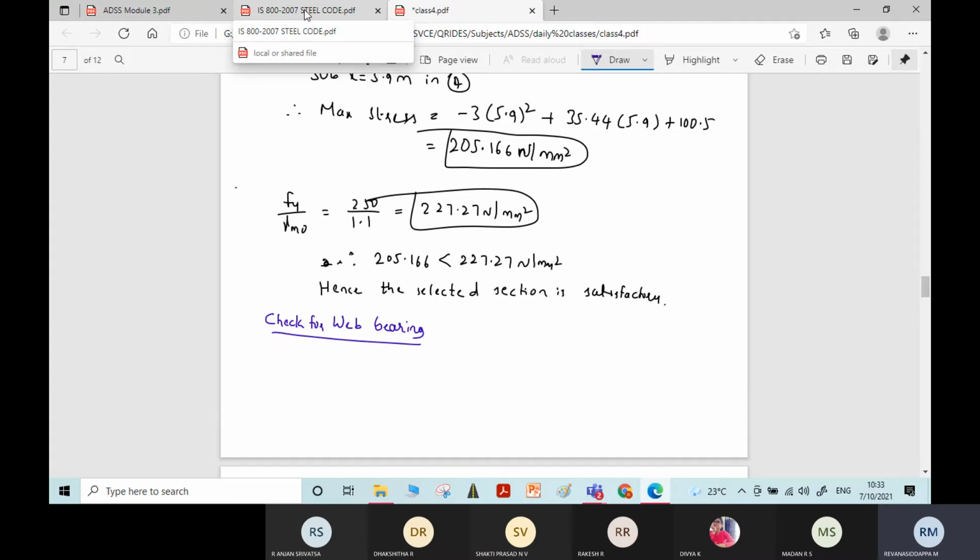Check for web bearing is 100% similar to the problems which we have solved in the first module. You can just refer to those problems and do the check for web bearing. For unstiffened and stiffened beams we used to do the check for web bearing. Same procedure, nothing is different. You need to follow the same procedure. Try to do it. Check for web bearing.